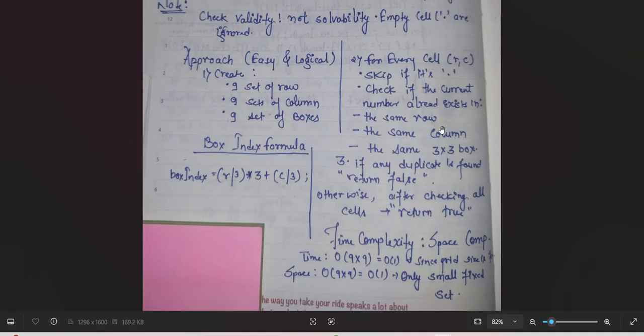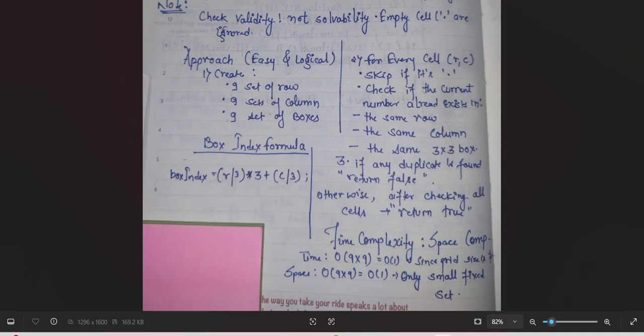The space complexity and time complexity for this is basically O(9 cross 9), or O(1), since the grid is fixed. Here I wrote fixed due to the small size. The size of the grid is fixed, that's why the time complexity is O(9 cross 9), or O(1).